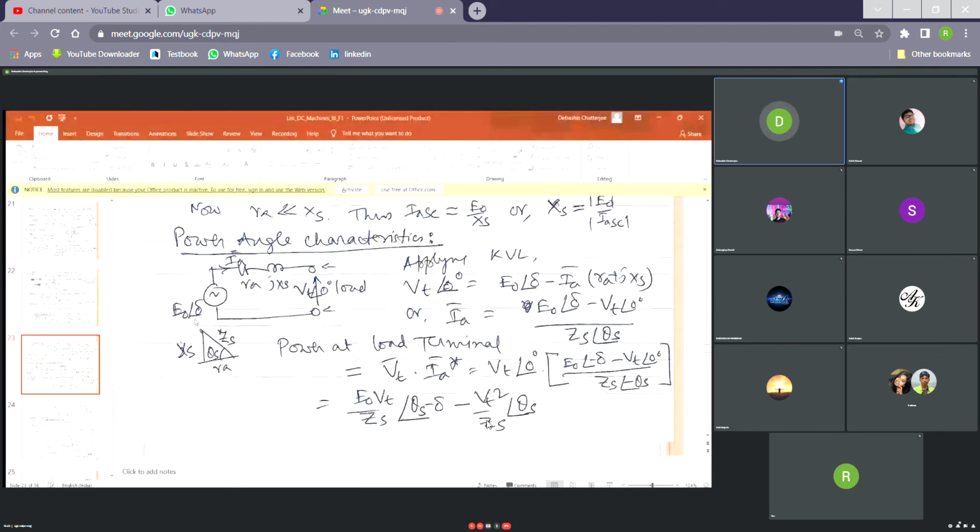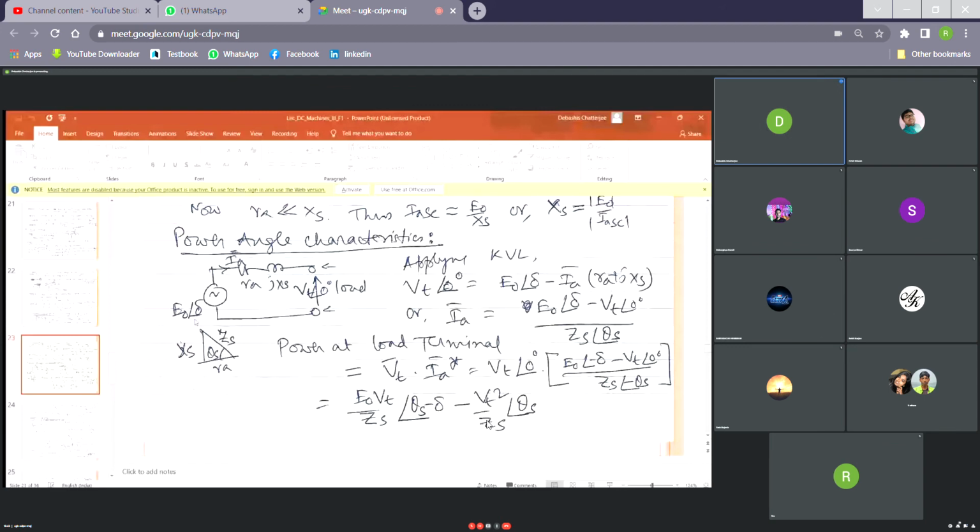0 plus 0 minus 0 is same. So you have Zs angle minus theta s. Now, if you multiply both of them, you get E0 Vt by Zs angle theta s minus delta, minus Vt square by Zs angle theta s. So this is the complex expression for total power, right? Now you can split it up into real and imaginary parts, giving rise to active and reactive power.